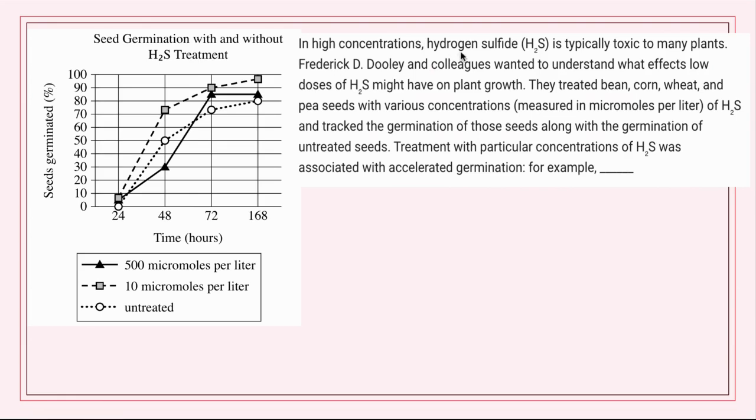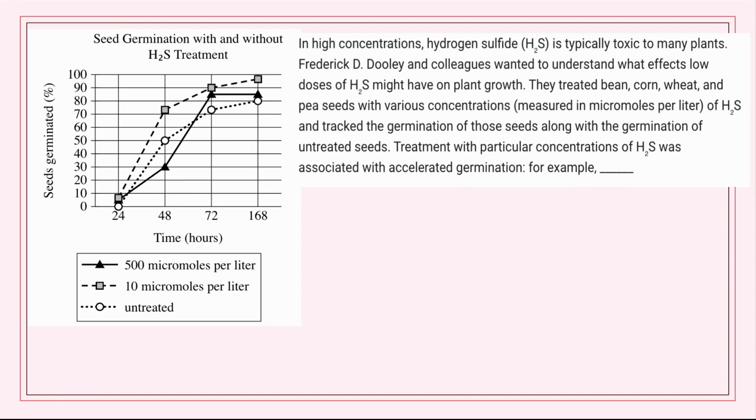Okay, so in high concentrations, hydrogen sulfide or H2S is typically toxic to many plants. These people wanted to understand what effects low doses of H2S might have on plant growth. They treated bean, corn, wheat, and pea seeds with various concentrations measured in micromoles per liter. So they tell you this is the concentration of how much H2S they're putting in, and they track the germination of those seeds along with germination of untreated seeds, just normal seeds growing normally without any H2S. Treatment with particular concentrations of H2S was associated with accelerated germination.